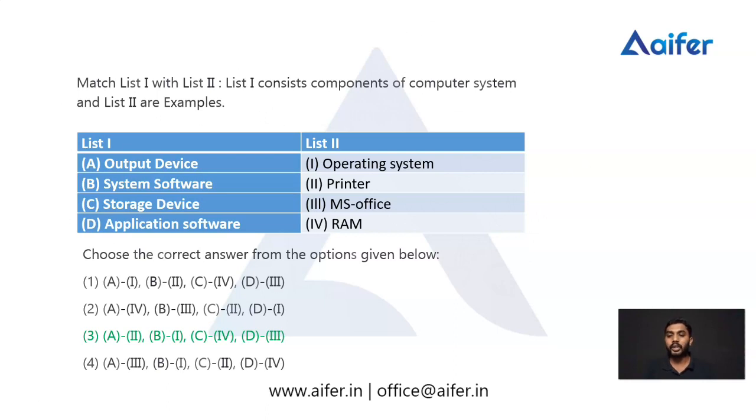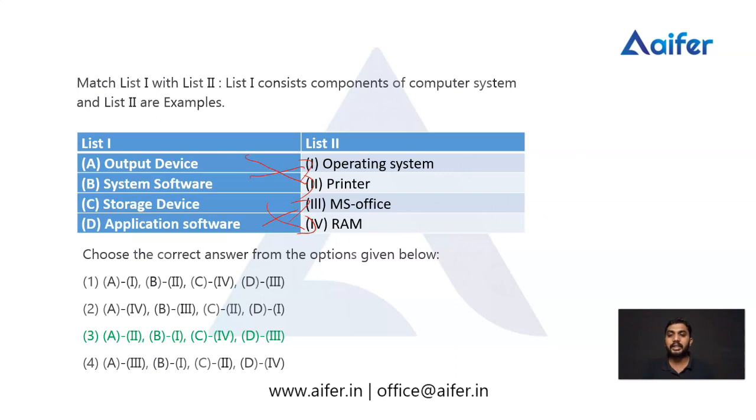So an output device is a printer. Operating system is a system software, and the storage RAM is a storage device, and MS Office is the application software. So it is an easy question. We can answer it very fast.